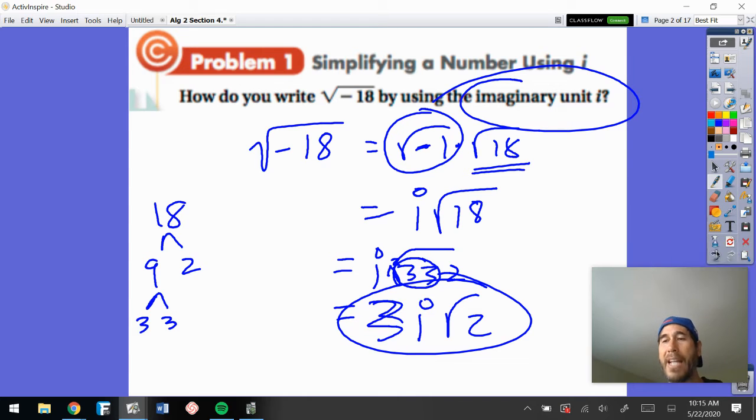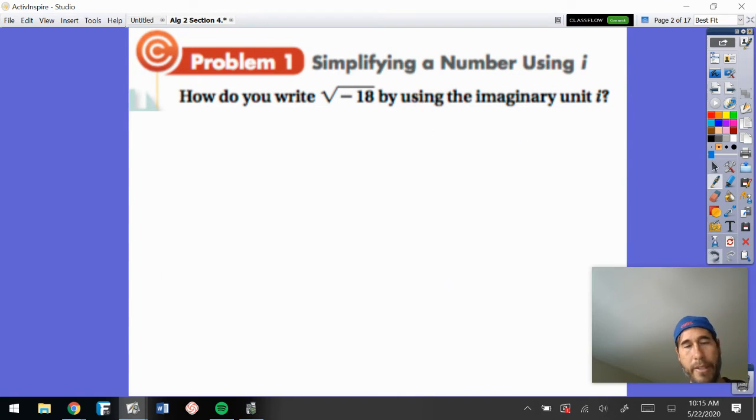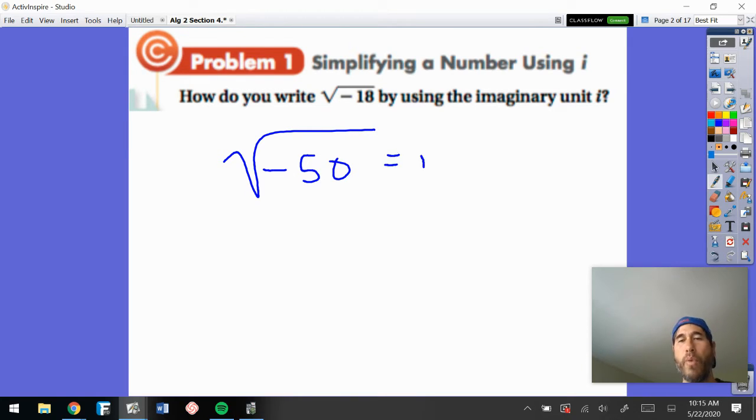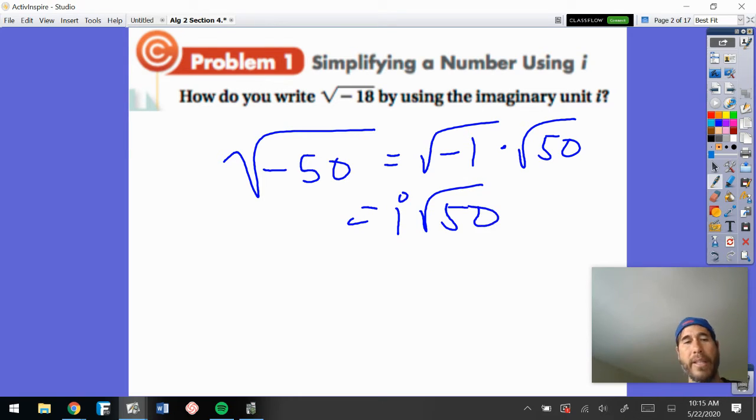Now, that was probably a lot to take in, so let's try another one, okay? Square root of negative 50. All right, so what do we do first? Well, remember, we break this up into the square root of negative 1 times the square root of 50. Now, the square root of negative 1 is what at home? Well, it's just i. And then remember, we want to break down 50.